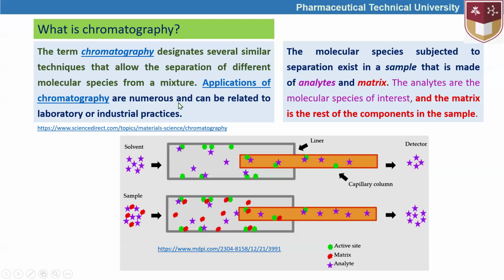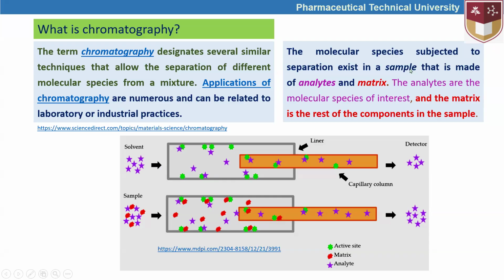Okay, first of all, we need to understand what chromatography is. The term chromatography designates several similar techniques that allow the separation of different molecular species from a mixture, and the separation of the mixture can happen in different, let's say, states by using different molecules. Applications of chromatography are numerous and can be related to laboratory or industrial practice. In industry, chromatography is very efficiently used.